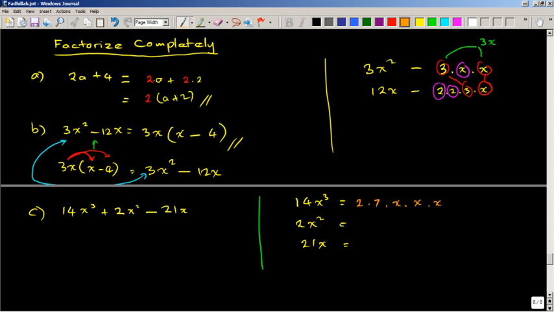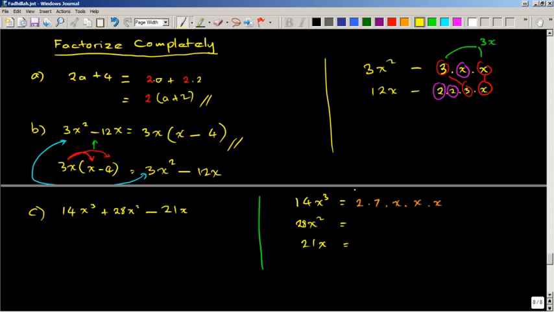Okay. Now, 2x squared, what are the factors? 2 times x times x. Okay, now, what about 21x? Sorry, I got something wrong. Let's go back. This is not 2x squared, but 28x squared. Sorry. Let's backtrack. I did not write correctly. 28. Okay, let's go back here.